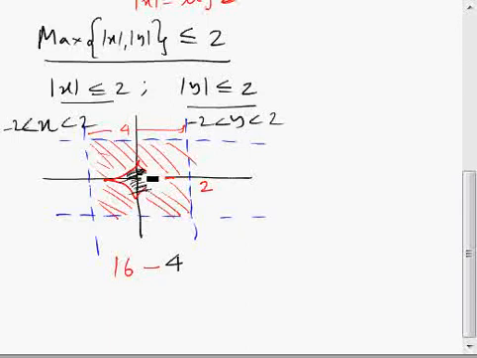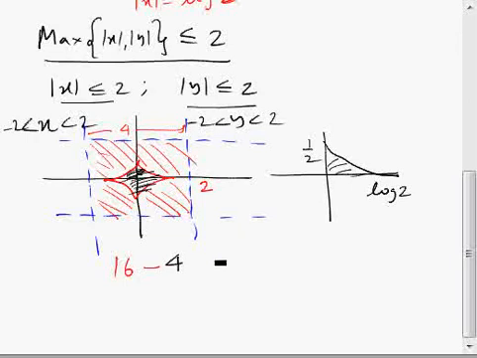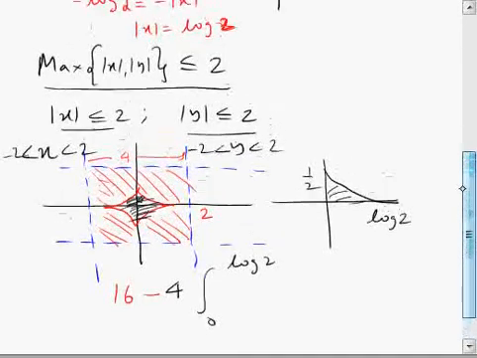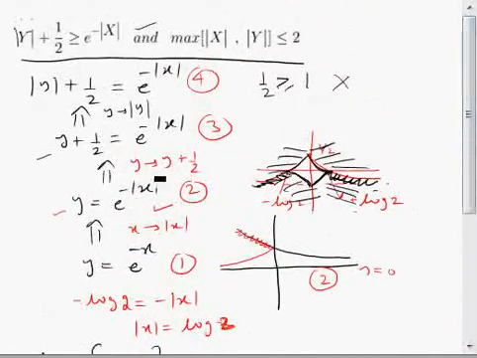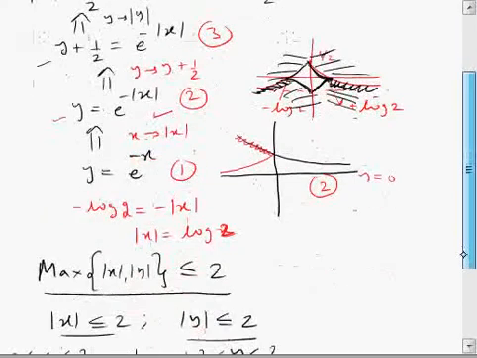This is log 2, this is half, right? So the integral from 0 to log 2 of this function. Now if we just go back to see the definition, we should have seen this earlier also. So we started with this, e to the power minus x. We started from here, e to the power minus x. Then we replaced x by |x|, we got this. Still it is e to the power minus x.